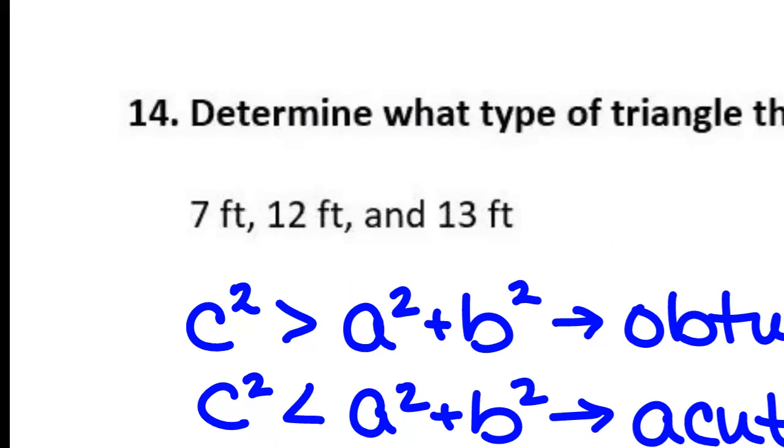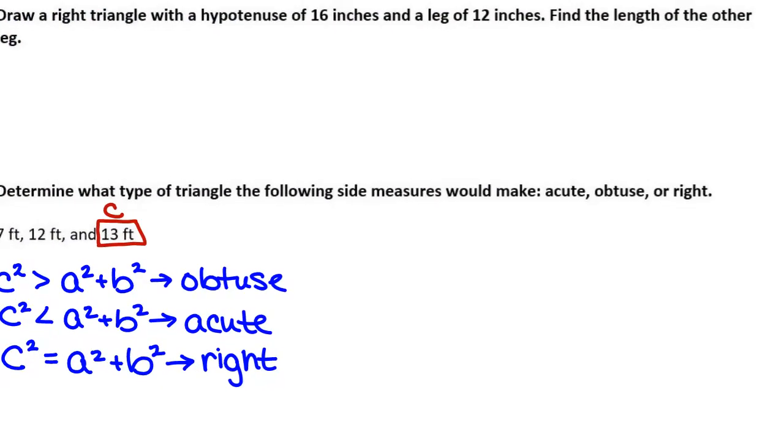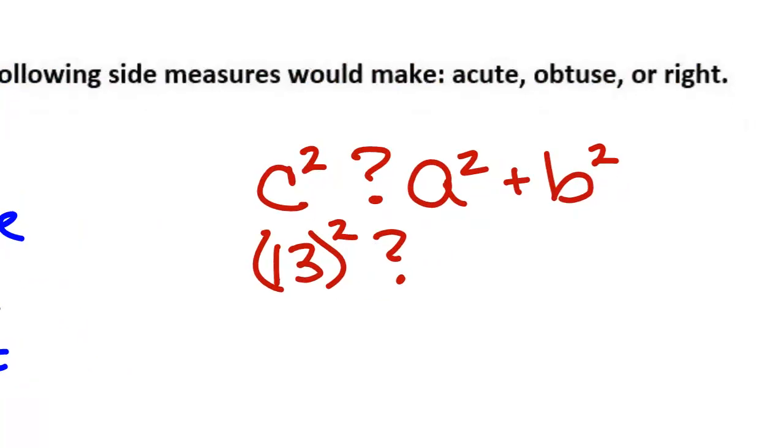C has to be the biggest side. So when I'm looking up here at these sides, 13 has to be C. So we're going to do C squared. I don't know whether that's equal to, less than, or greater than. And then we're going to have a squared plus b squared. So we put 13 in the place of C. So I have 13 squared. 7 and 12 go in for A and B.